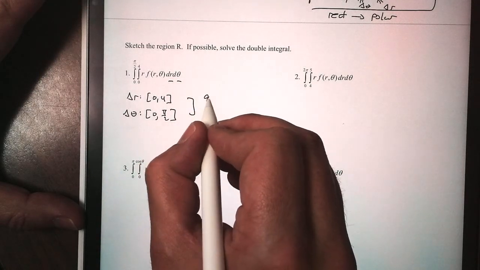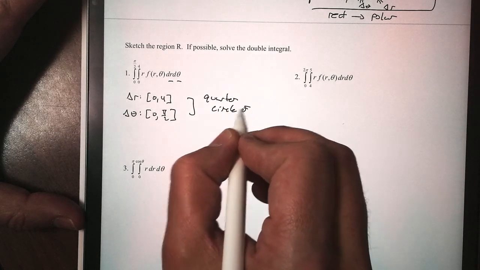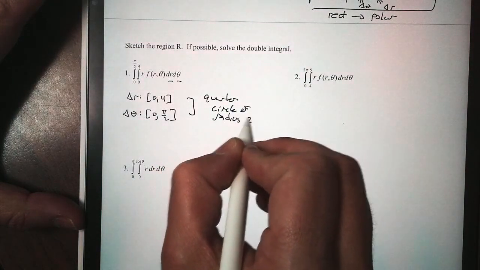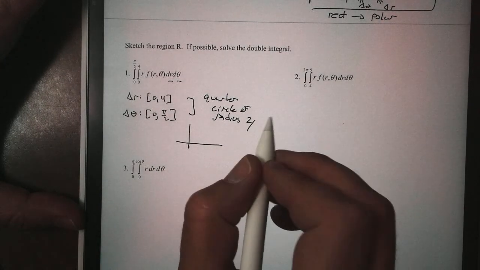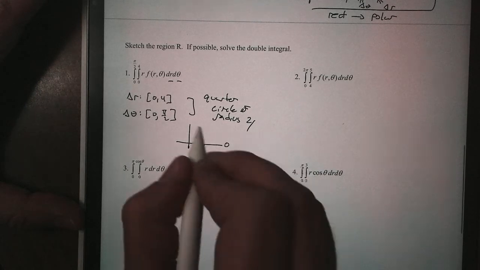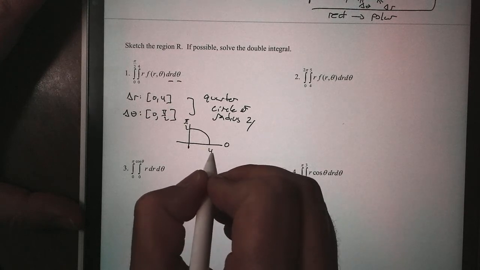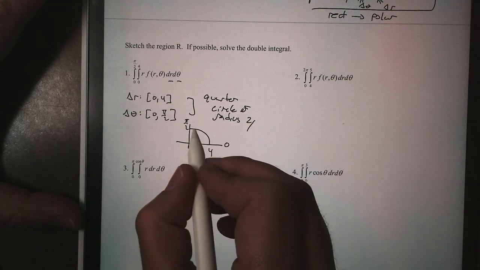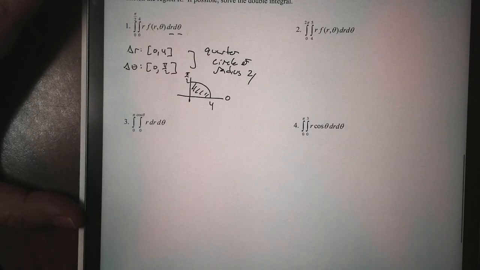So this is a quarter circle of radius 4. I can draw that. Radius 4. There we go. So from 0 to pi over 2, and I'm looking at a radius of 4. And that's the region we're looking at.